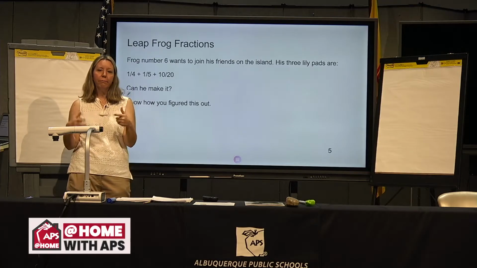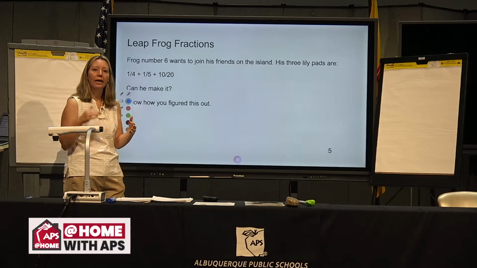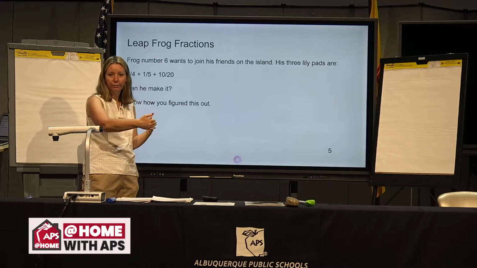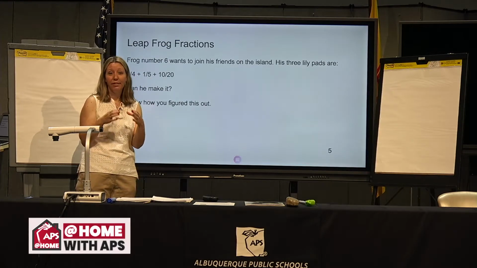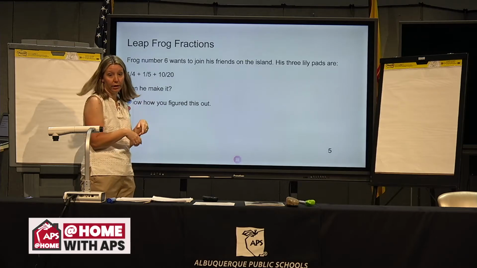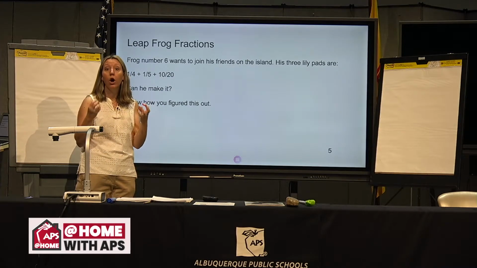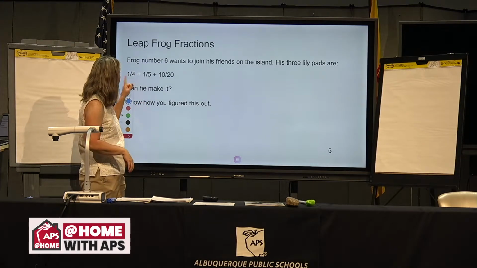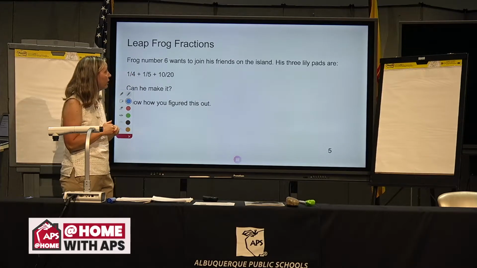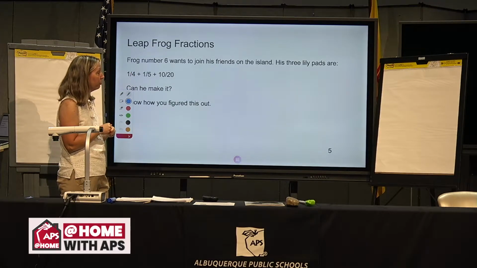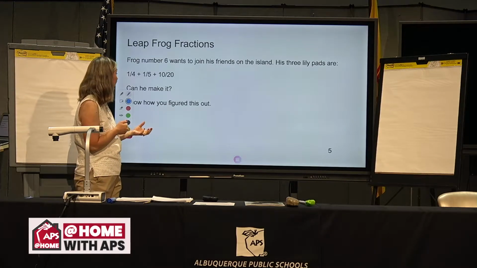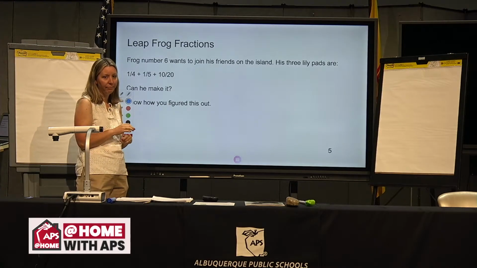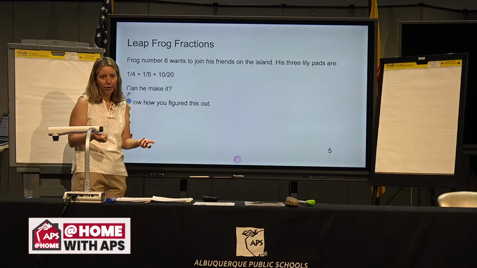And with the leapfrog, what they had to do was jump on 3 lily pads, the frogs, before they got to the island. And what did they have to have in that island to be able to get there? They had to have 1 whole. So, frog number 6 wants to join his friends on the island. His 3 lily pads are 1/4, 1/5, and 10/20. Can he make it? So what do we have to do here?